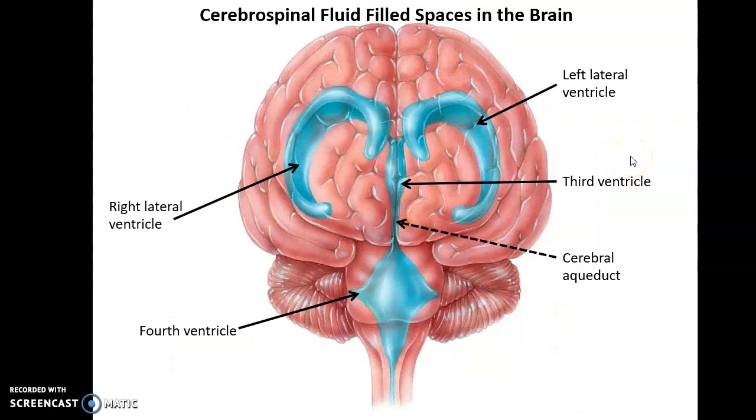All right, there are spaces in the brain. These spaces are filled with cerebral spinal fluid. There is the right and left lateral ventricles found one each in each hemisphere of the cerebrum, so right and left lateral ventricles. They connect to the third ventricle, which is in the area of the diencephalon, and that connects via the cerebral aqueduct to the fourth ventricle, which is between the cerebellum and the brainstem.